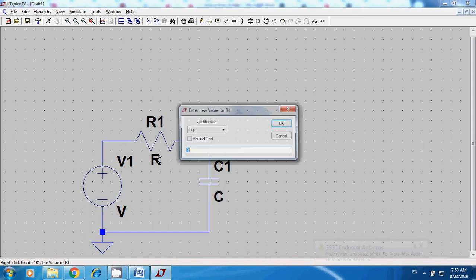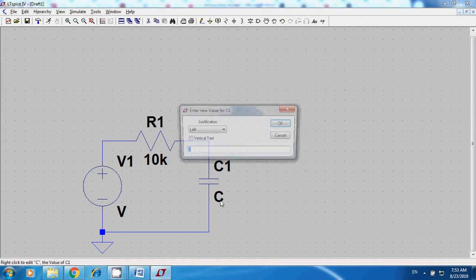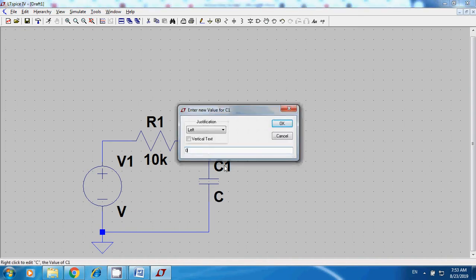And now you change the value of your resistor. So I right click on the R and change the value, and that one requires to be 10k ohms. And for C, I'll look for this one to be 0.1 microfarad. 0.1 u. Okay.